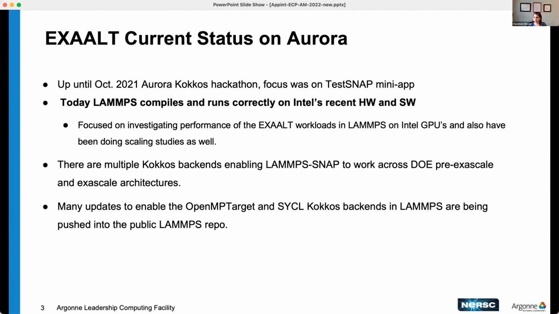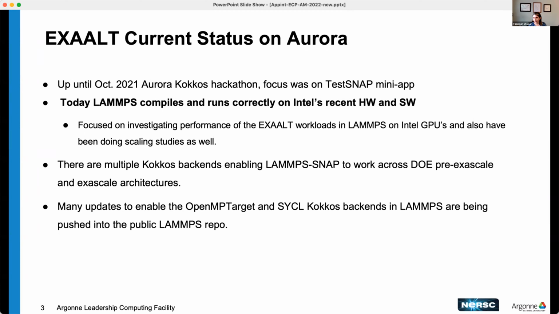So the status on Aurora: up until October 2021, the focus was on TestSNAP, which was a mini app representing the bottlenecks of the SNAP LAMMPS package. But at that point, we were able to put the full application on Aurora, and today LAMMPS as a full application does compile and run correctly on Intel's recent hardware and software. We are working on investigating the performance of the Exalt workload in LAMMPS on Intel GPUs, and have also been doing some scaling studies.